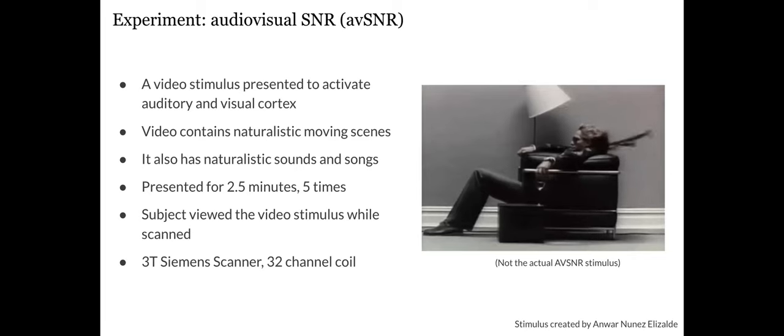So the stimulus for the fMRI experiment that we used was called audiovisual SNR or AVSNR. It's a video that is about 2.5 minutes long with scenes and sounds that are designed to activate visual and auditory cortex. The videos contain naturalistic moving scenes and sounds as well as songs and music. So on the right, that's not actually our AVSNR sequence, but it's kind of what it feels like when you're in the MRI. The subject's task was to view 5 repetitions of the stimulus while in a 3T MRI.